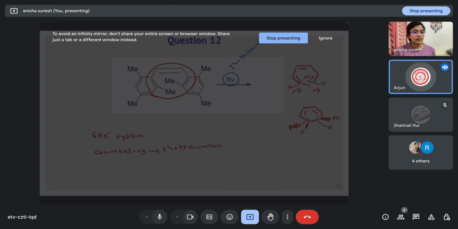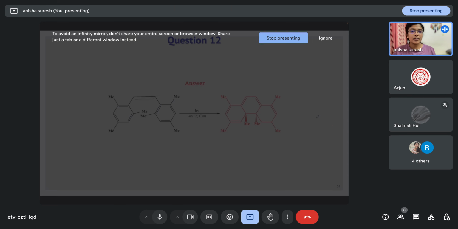Yes, both methyls will be coming trans to each other. So this is the final answer. So h nu, 4n plus 2, conrotation according to Woodward-Hoffmann rule, and we will get the stereochemistry of the methyl groups trans to each other. So it can be either this is alpha, this is beta, or this is beta, this is alpha. Both are possible. Okay, ma'am.